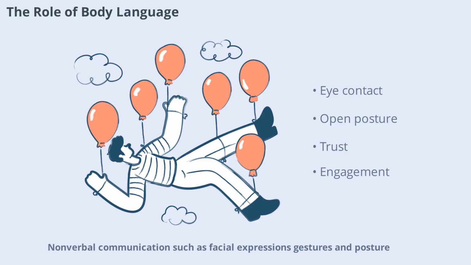Nonverbal communication, such as facial expressions, gestures, and posture, plays a big role in conflict resolution. Positive body language, like maintaining eye contact and open posture, can help build trust and show that you're engaged. Being aware of your own body language and reading others' cues can make your communication more effective.